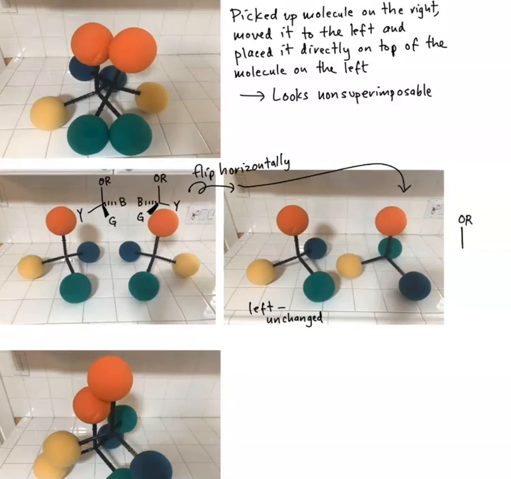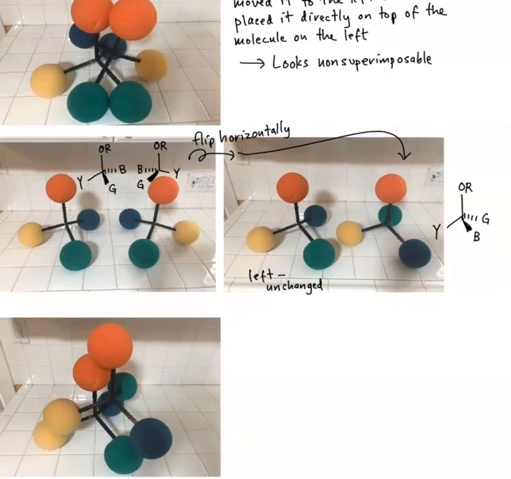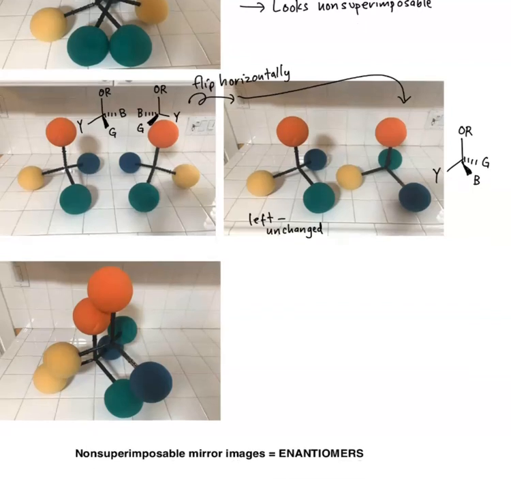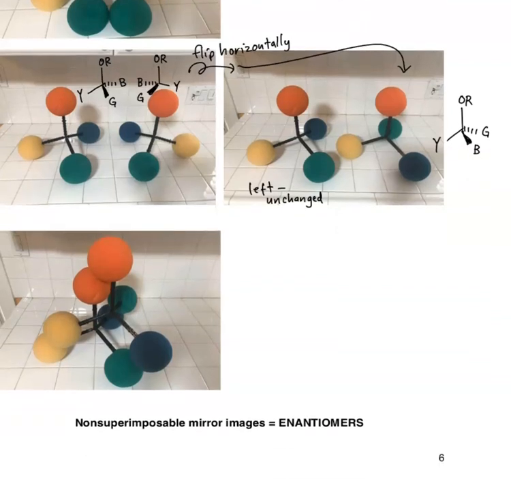So now orange is still up, and the bond to the yellow is in the plane. But now the bond to the green atom is going back, and the bond to the blue atom is coming forward. So now we pick up that model, move it left, and try to place it on top. And what we see is the result on the lower left. So now the orange atoms line up, the yellow ones line up, but the green and the blue do not line up. So the structures are still non-superimposable.